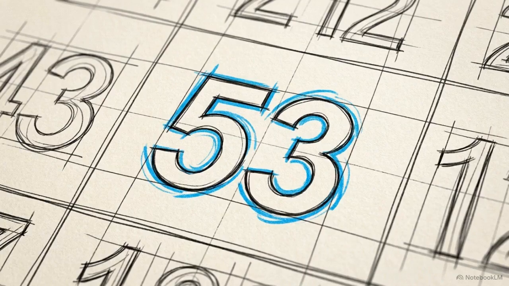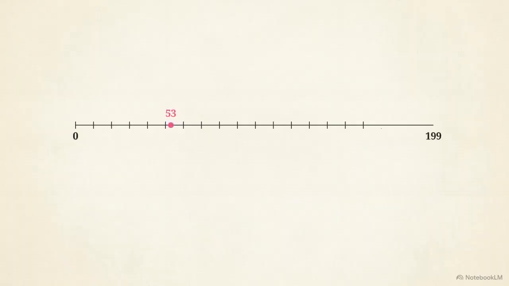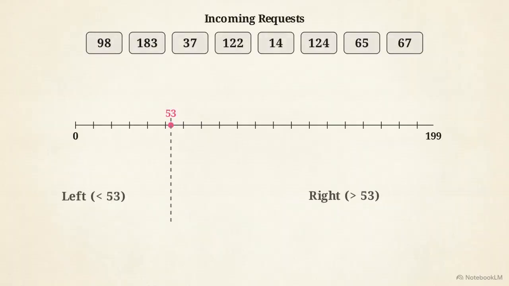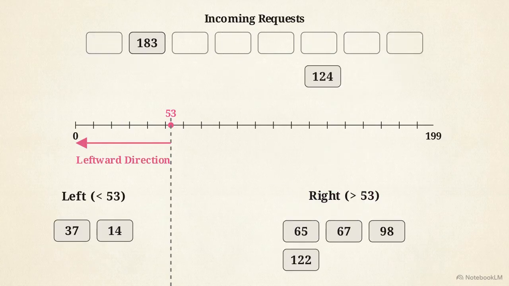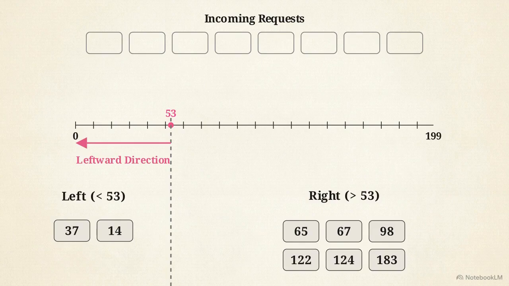Without defining both that initial coordinate and an absolute starting direction, the elevator algorithm cannot function. The first procedural step is to analyze the incoming numerical queue relative to our starting position at cylinder 53. As seen here, we separate incoming requests into 2 distinct groups based on our initial leftward direction. The first group, located left of 53, contains cylinders 37 and 14. The remaining subset populates the rightward path: 65, 67, 98, 122, 124, and 183.